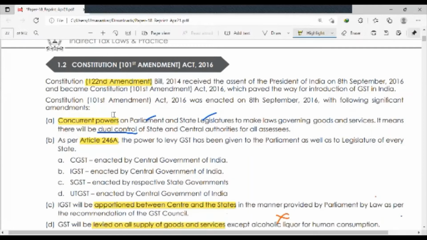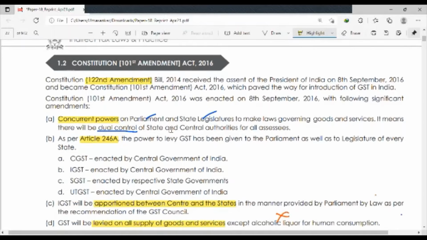So what were the amendments under this act? First, concurrent powers were given to the Parliament and the state legislature. Concurrent powers means simultaneous: the powers are given to the Parliament and also to the state legislatures, for governing the laws regarding GST, meaning goods and services. It means that there will be dual control, by the central and the state authorities.